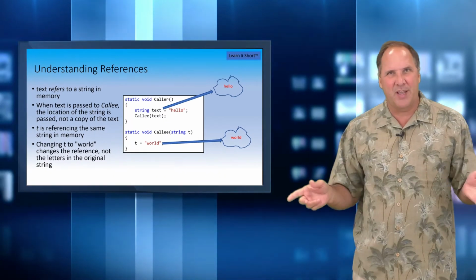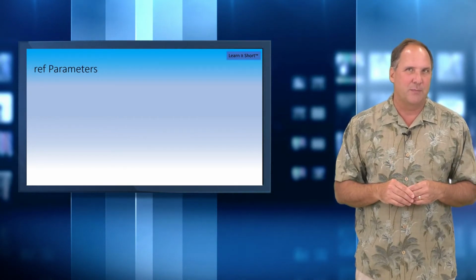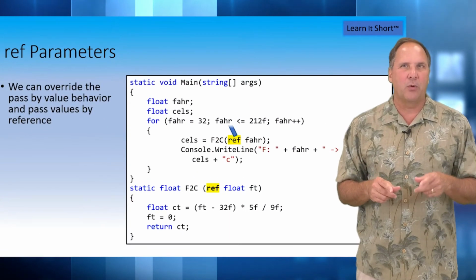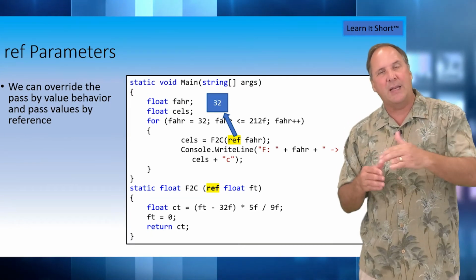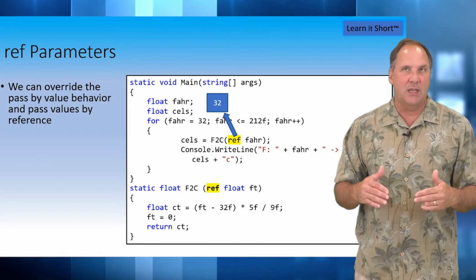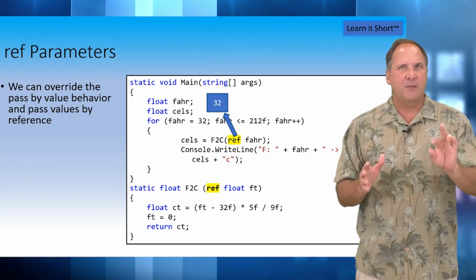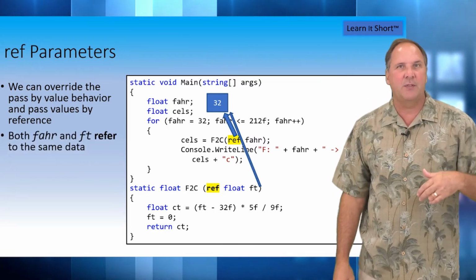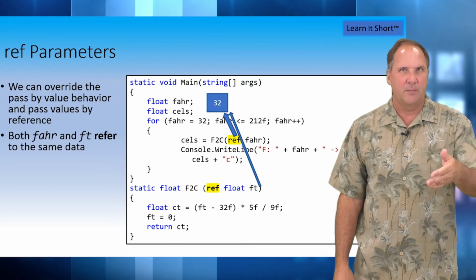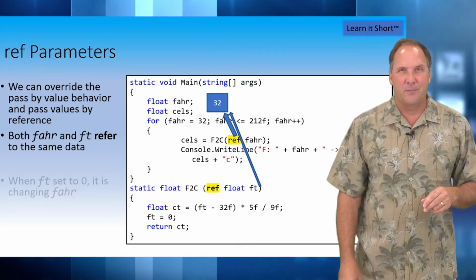Maybe a better example is to pass a value type by reference. Here we've added the keyword ref to the parameter, both where we're calling it and in the function FToC. You have to have agreement on that. So now FT and far are the same thing. We actually would say that FT is an alias to far. Changing FT does change far.